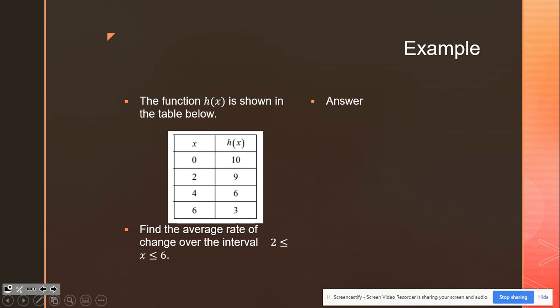Here's your answer. h of 2 is 9. h of 6 is 3. So we're going to use our rate of change formula. f of 6, which is 3, minus f of 2, which is 9, over 6 minus 2. Now we have 3 minus 9, which is -6, and 6 minus 2, which is 4. When we do that, we get an ugly looking decimal. So we are more than welcome to leave it as -6 over 4 for this particular rate of change.